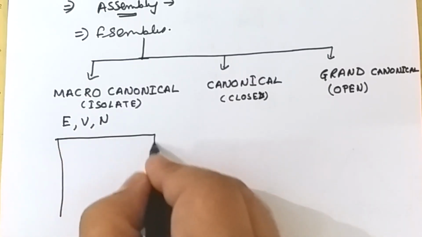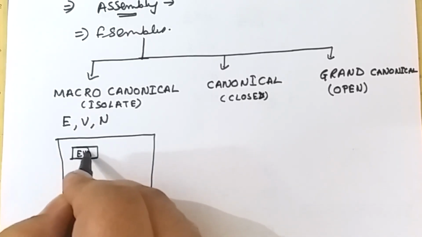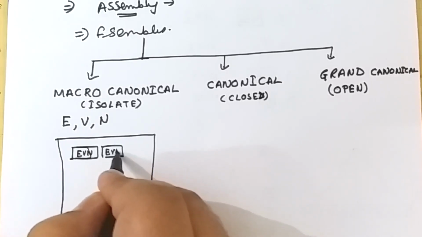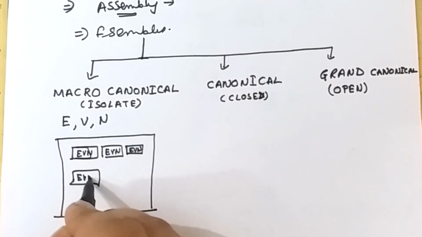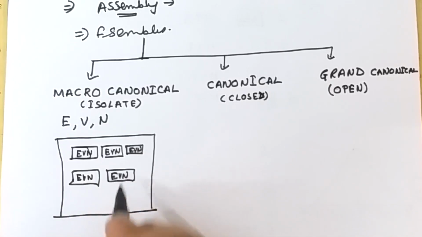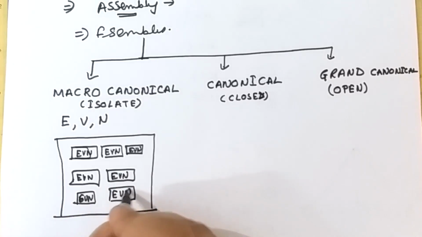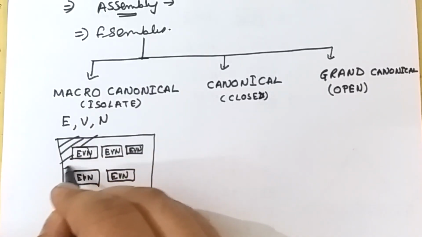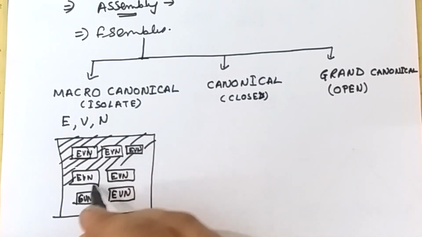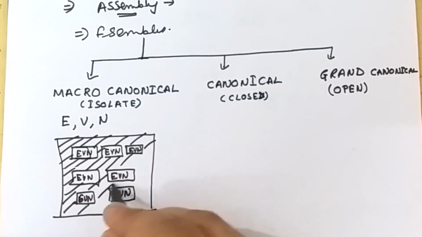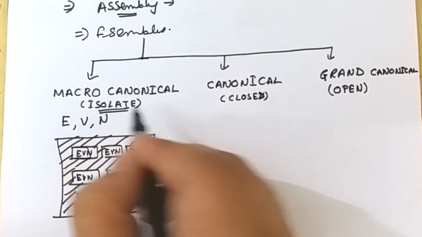If I want to show a macrocanonical ensemble by a diagrammatic representation, I can show it in this form. We have different assemblies having different energies, like E, V, N. I'm drawing a bigger one. They are separated by rigid isolated walls. If they are separated by rigid isolated walls, then energy cannot transfer and mass cannot transfer. Once energy and mass are not able to transfer, it is similar to our isolated system.